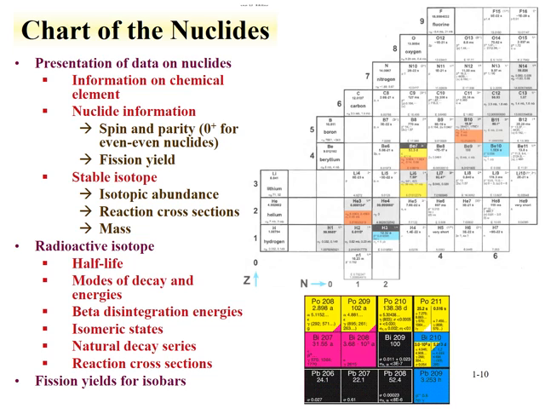All right, so within the chart of the nuclides, you can get information on the chemical element, the nuclide information, for example, spin and parity, information on the fission yield. You can get information about the isotopic abundance of stable isotopes. For instance, here we'll see that lithium-6 has 7.59. That means 7.59% of lithium is lithium-6, and 92.41% of lithium is lithium-7, stable lithium. All these grays here are the stable isotopes.